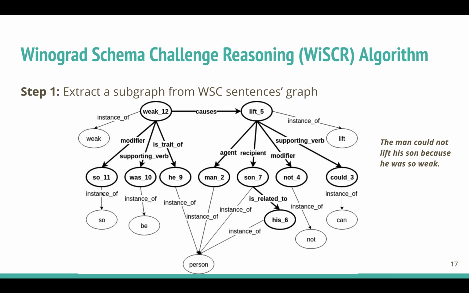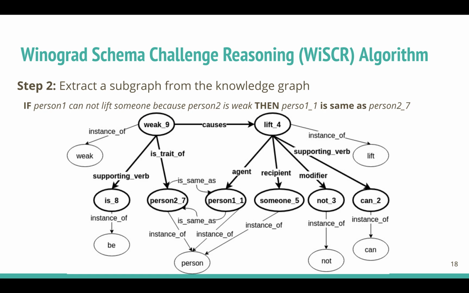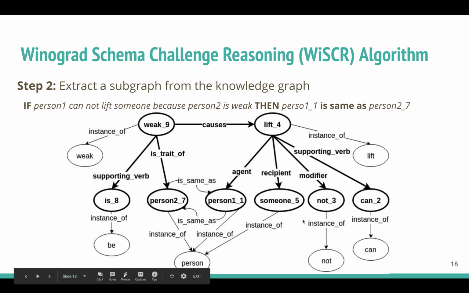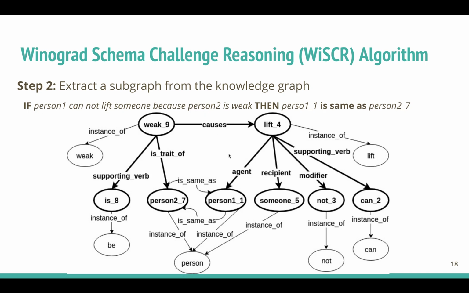If you pay attention to this graph, you can easily notice that it contains all the token nodes and none of the concept nodes; like weak is not considered, so is not considered, b is not considered, and so on and so forth. Also the edges between those token nodes are considered as part of this subgraph in step 1. Similarly, in step 2, we extract a subgraph from the knowledge graph. So here is this entire graph, it represents the knowledge that is listed on top of it, and the highlighted part is the extracted graph from step 2.